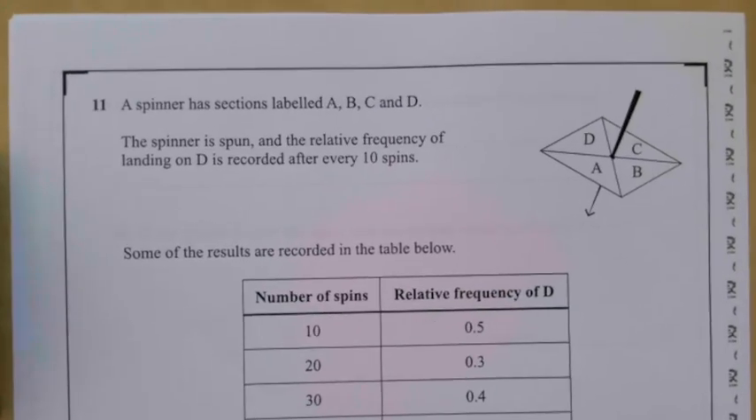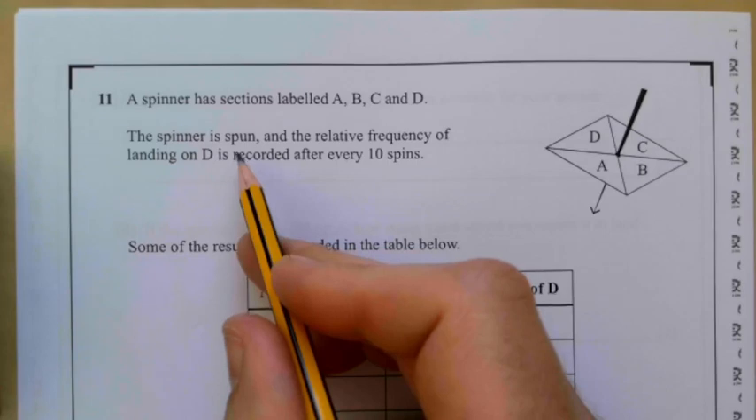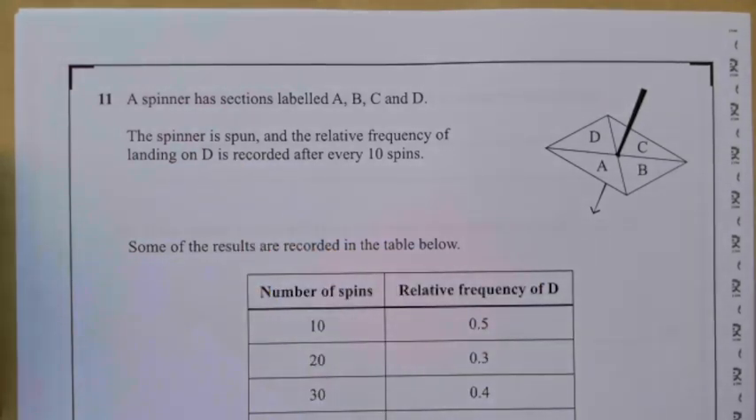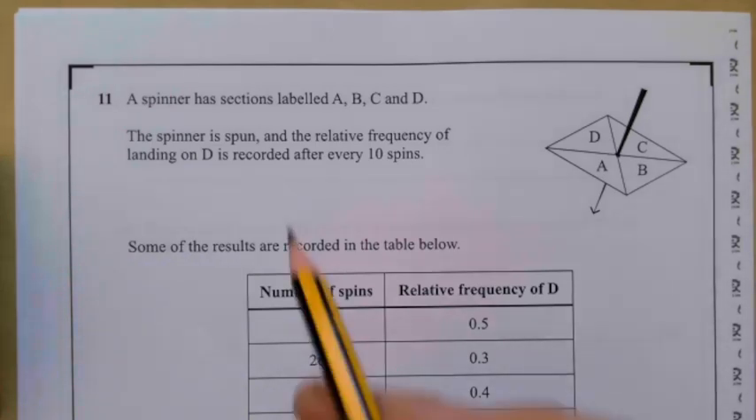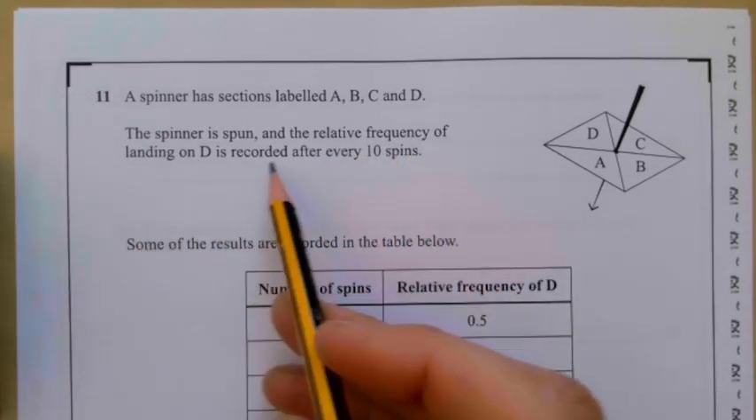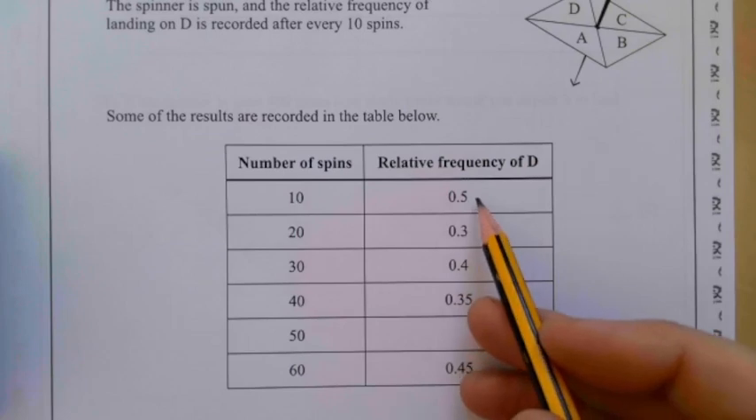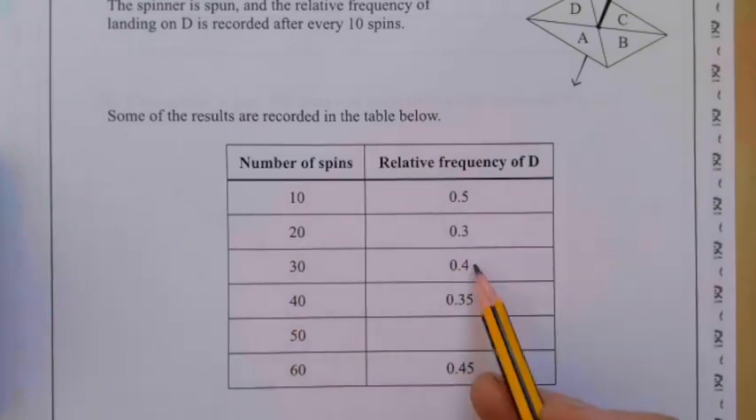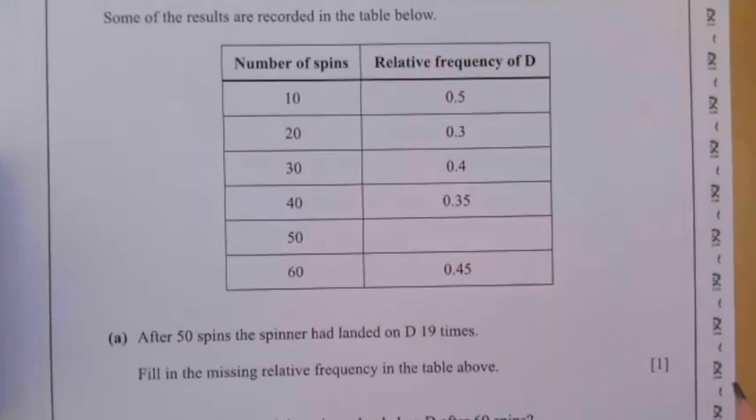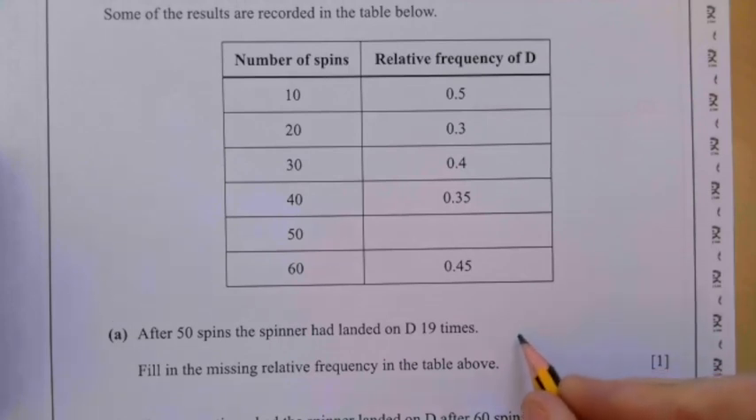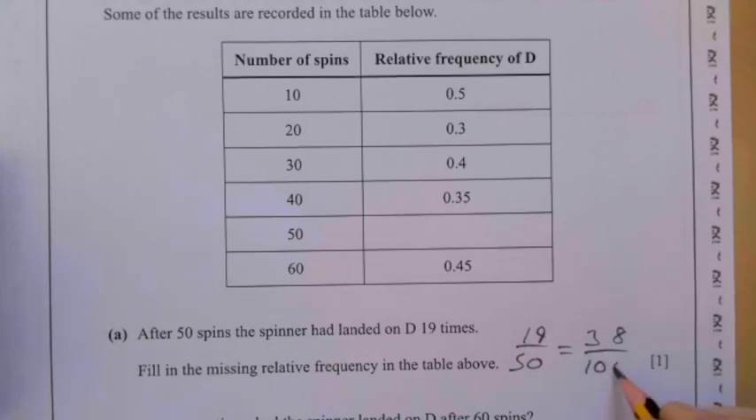Question 11. A spinner has sections labelled A, B, C and D. The spinner is spun. The relative frequency of landing on D is recorded after every 10 spins. Some of the results are recorded in the table below: 0.5, 0.3, 0.4, 0.35. After 50 spins, the spinner had landed on D 19 times. Fill in the relative frequency in the table below. Well, if it's 19 out of 50, that's the same as 38 out of 100. So it's going to be 0.38.